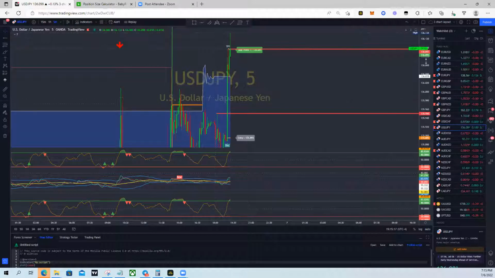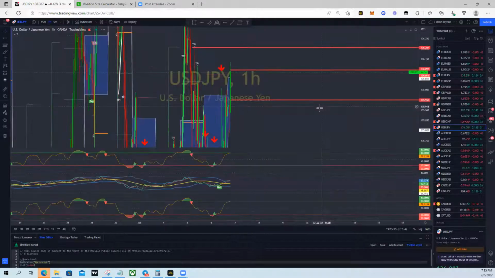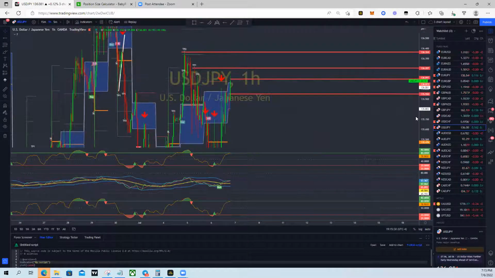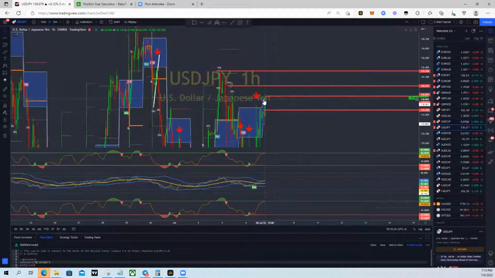Easy buy on UJ. That was an easy one. Let's see if it gave you the buy on the hour charts. It didn't. So these are the cases. This is why we say you want to be conservative. You can be conservative and wait for the hour signal.